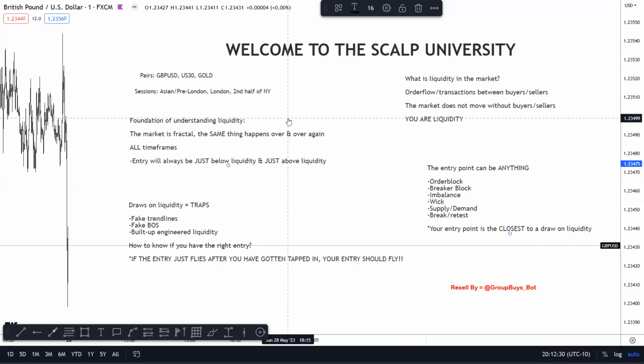If your entry just flies, your entry should fly, because if you are entering the market just below or just above liquidity, because all that liquidity and previous liquidity has been taken out, your entry should fly in the opposite direction. Because the moment that banks drive price up to a certain area within the market or down to a certain area within the market, they immediately want price to reverse with volume. They immediately want that because they don't want anybody else entering the market. That's why they drive price with volume, and the market moves super quick in the opposite direction. But that's exactly how you know that you have the right entry.